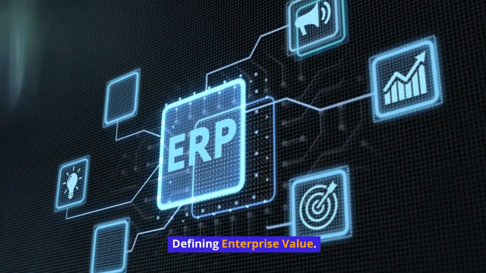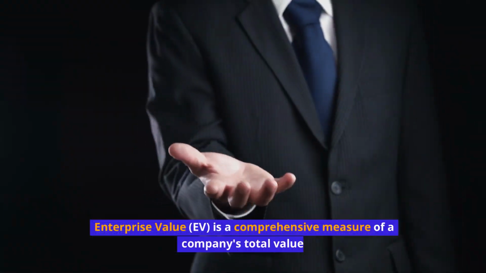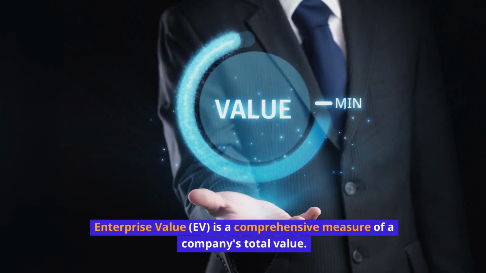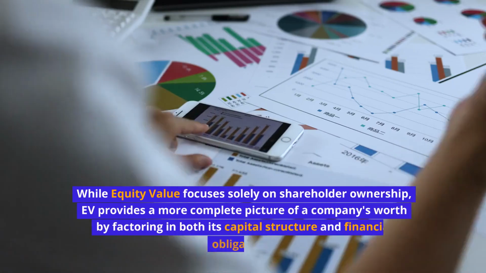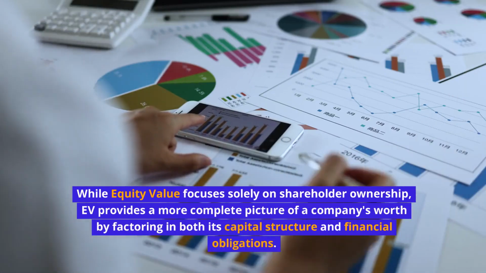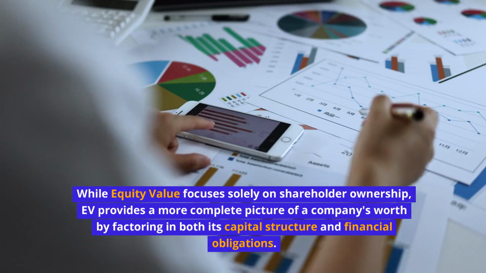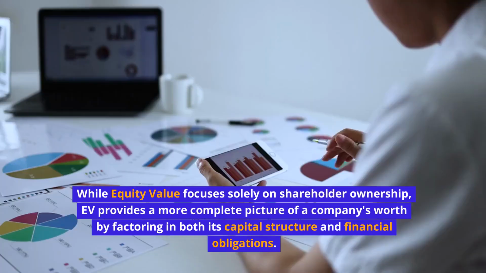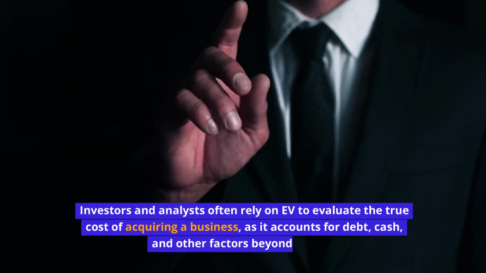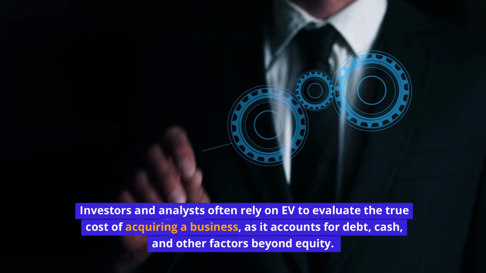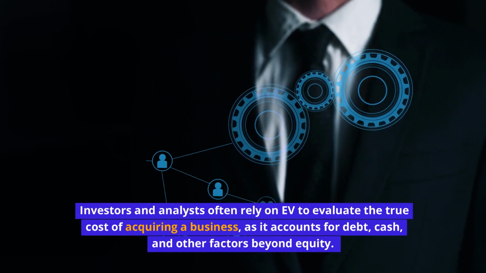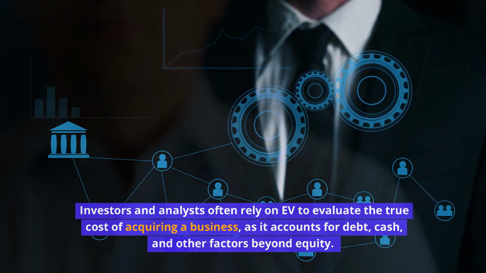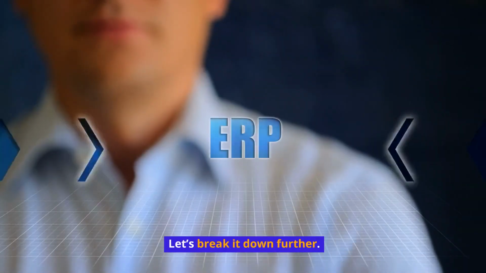Defining enterprise value. Enterprise value, EV, is a comprehensive measure of a company's total value. While equity value focuses solely on shareholder ownership, EV provides a more complete picture of a company's worth by factoring in both its capital structure and financial obligations. Investors and analysts often rely on EV to evaluate the true cost of acquiring a business, as it accounts for debt, cash, and other factors beyond equity. Let's break it down further.